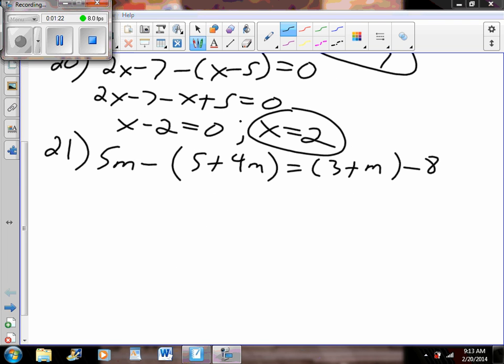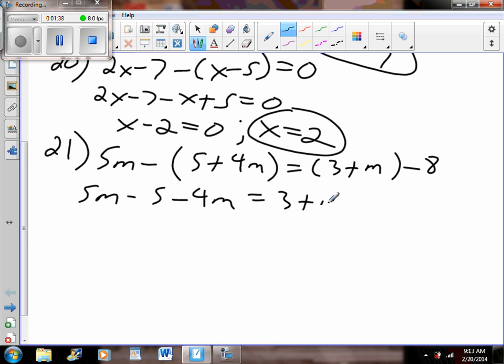All right, let's look at the next one here. First thing we want to do is remove the parentheses. And again, same types of mistakes were made. This is minus 4m now, not plus. Okay? Then we have 3 plus m minus 8. Nothing really weird happens on the right side of the equal sign, which is where the parentheses are.